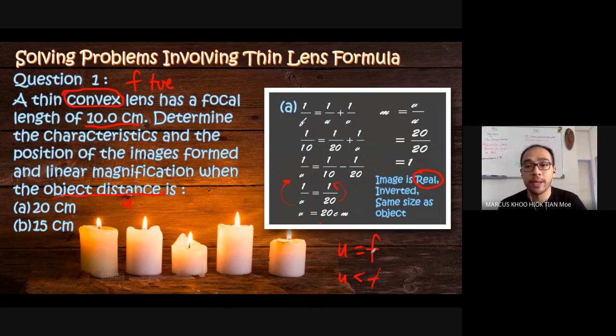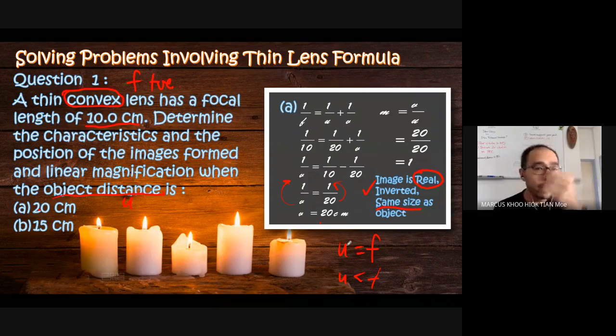For a convex lens, if you take a look, U is more than F, then definitely inverted. Same size, you have to count the magnification. So M equals 20 over 20, because you got the 20 from the first U, and then the V is 20. So 20 over 20 is 1, means it is the same size as the object. This is how we use the thin lens formula to determine whether the image is real or virtual, the image distance, and also the size of the image, whether it is the same size, bigger, or smaller.